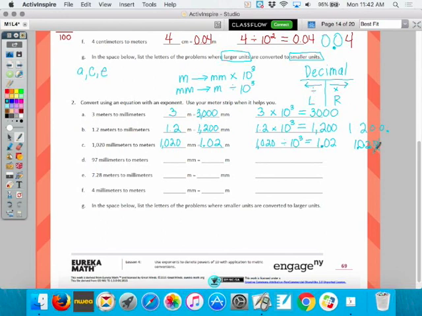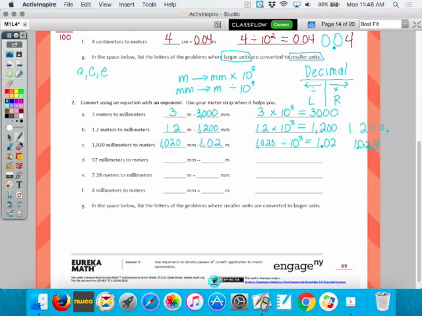Okay? So here's what I want you to do. I want you to try the next 3 with your table group. I'm going to pause it while you try it with your table group. Okay?